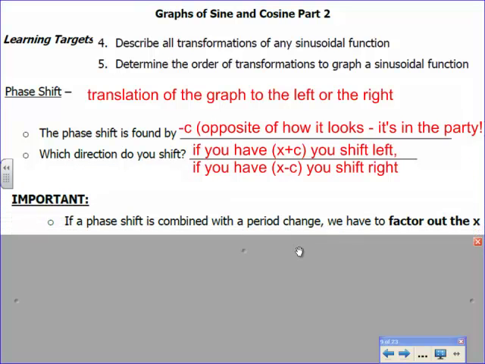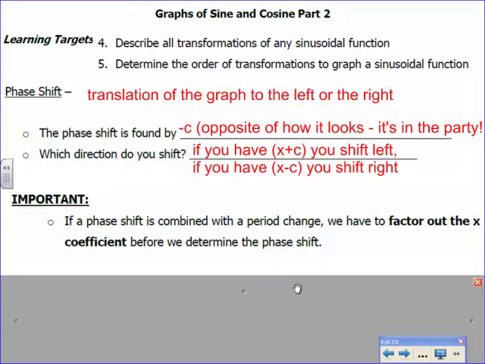What is very important that we briefly got to talk about in Unit 8 is if you have a phase shift combined with a period change, if you have a B and a C value in that equation, then you need to factor out the coefficient before you determine the phase shift. And we quickly got to talk about this when we had that negative in Unit 8 that caused that reflection. It always has to be factored out.